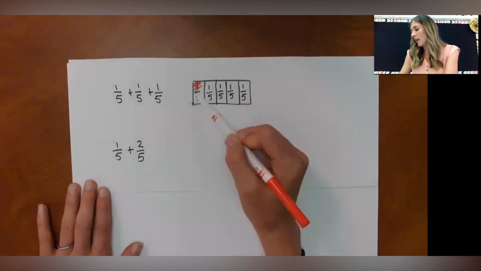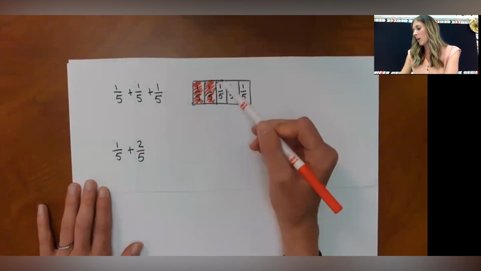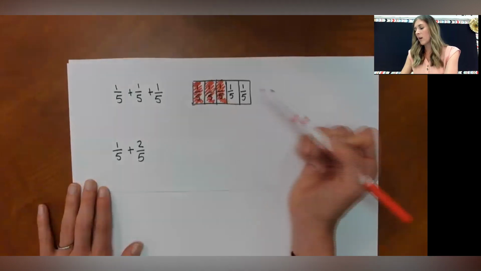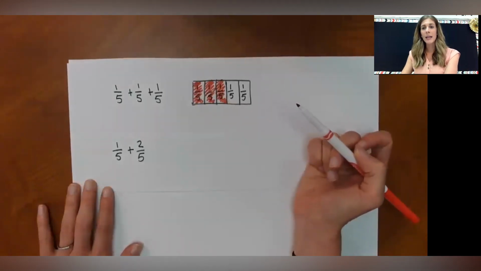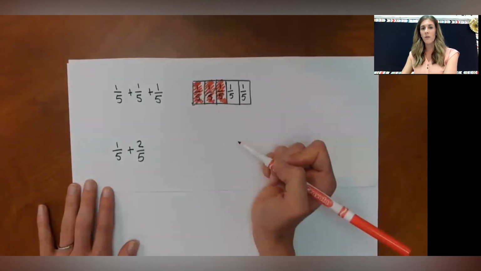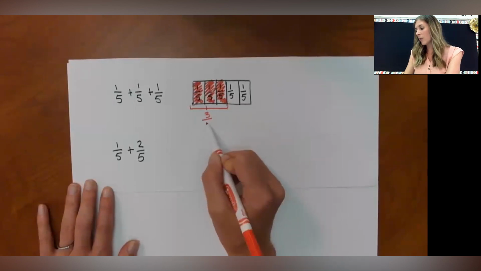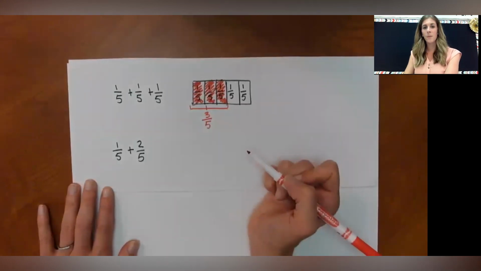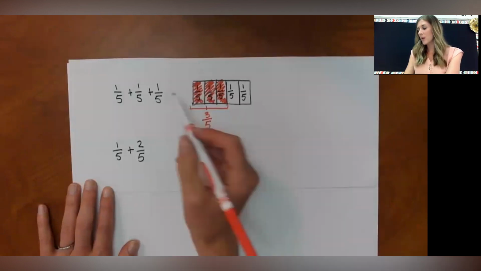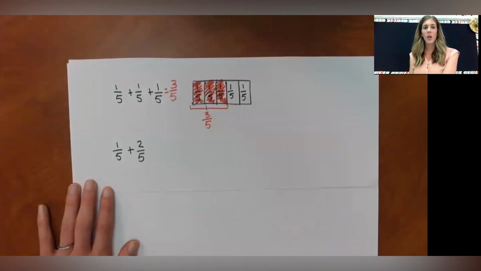So 1/5 plus 1/5 plus 1/5. So when I put it all together, I can see I have a total of 3 of those 1/5 pieces for a total of 3/5. So I can now turn it into an equation because I now have a total or a sum.